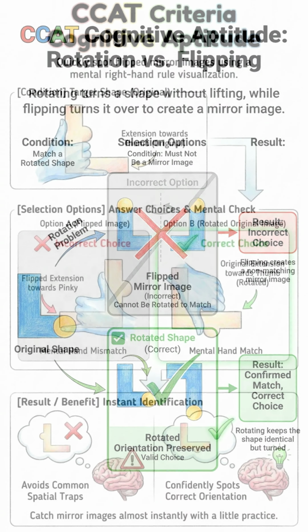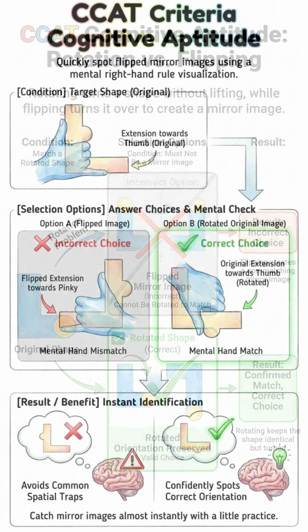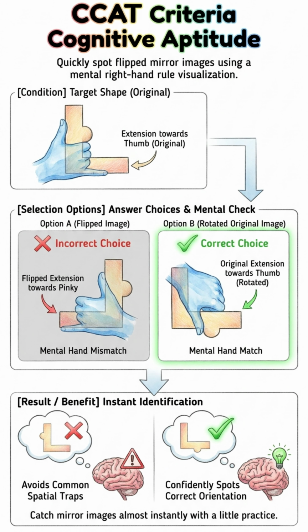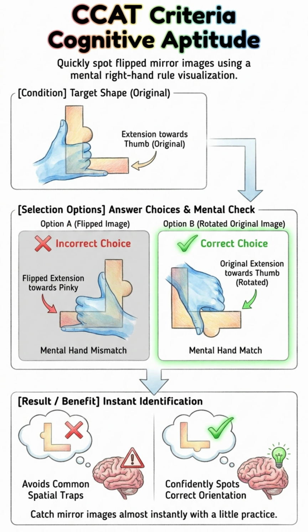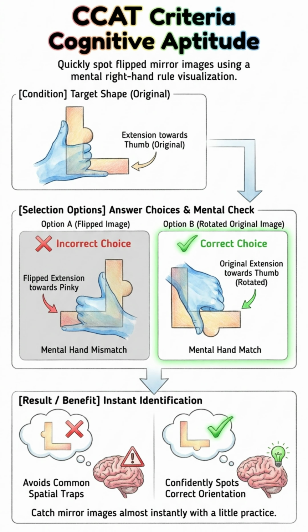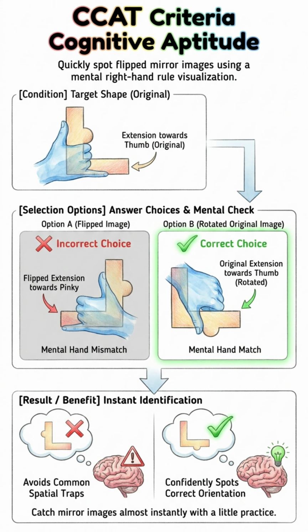To quickly spot a flipped image, you can use a mental trick called the right-hand rule. Imagine placing your right hand flat over a specific side of the target shape, noting which way the shape extends relative to your thumb. If you apply this same mental hand to an answer choice and the shape now extends toward your pinky finger instead, the image has been flipped. This visualization takes only seconds to perform, but completely protects you from the most common spatial trap on the exam. You will start catching these mirror images almost instantly with a little practice.